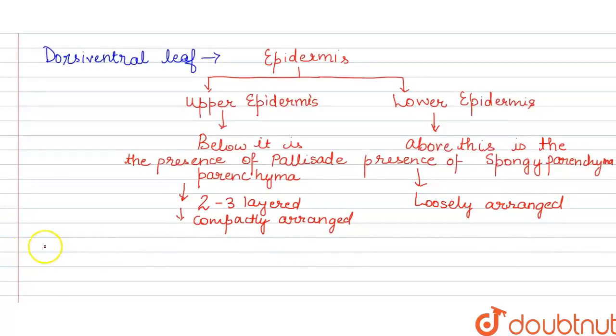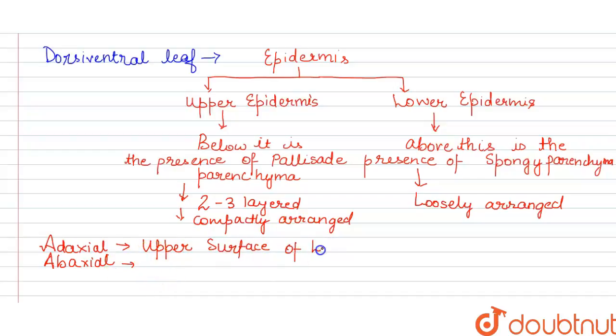So when we talk about the terms adaxial and abaxial, adaxial means the upper surface of the leaf. And abaxial means the lower surface of the leaf, right? The upper and the lower surface of the leaf.